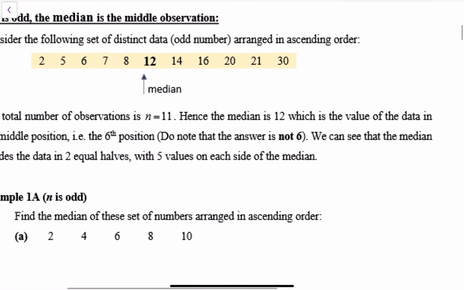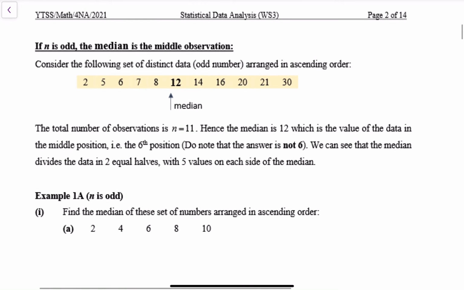Yeah, let's take a look at the second page. If n is odd, the median is the middle observation. So consider the following set of distinct data, an odd number arranged in ascending order. So you count 1, 2, 3, 4, 5, 6, 7, 8, 9, 10. There are 11 data here. So the number of observations here is 11. So the median is 12 because it is in the 6th position.